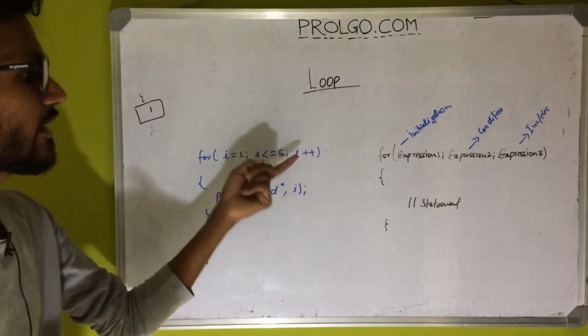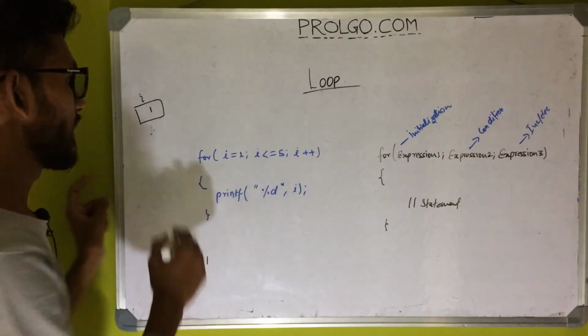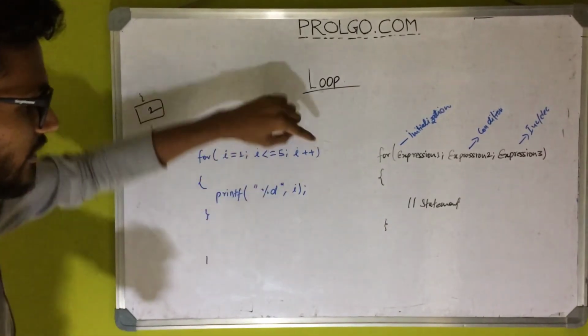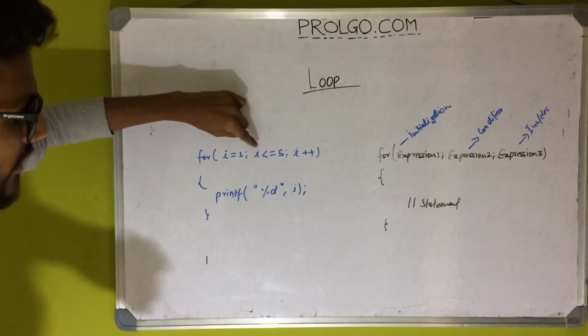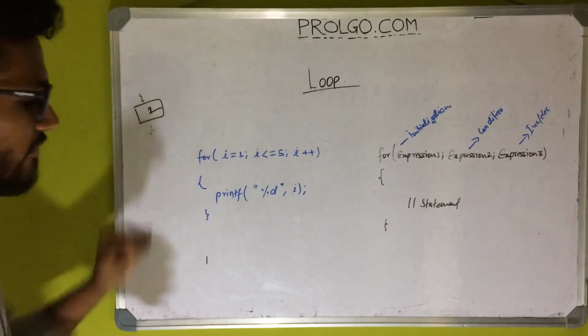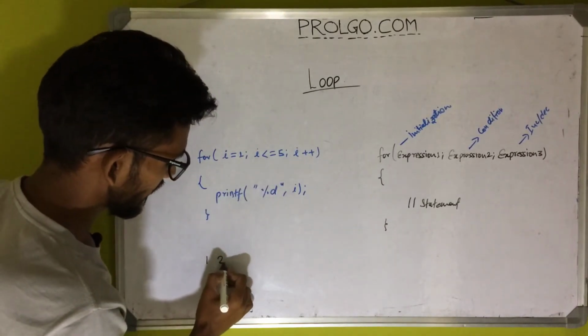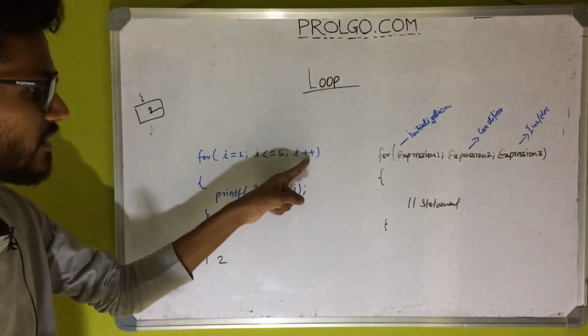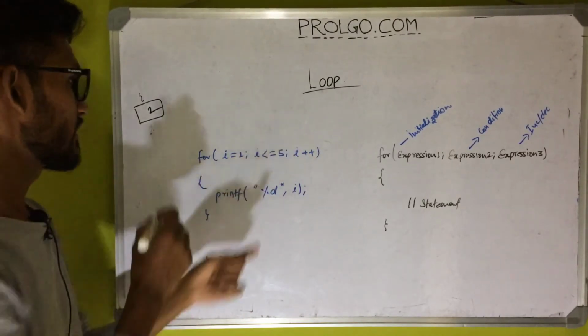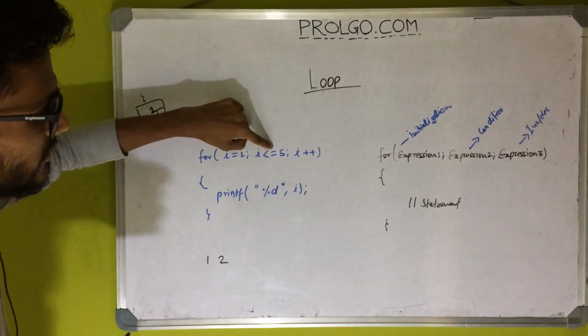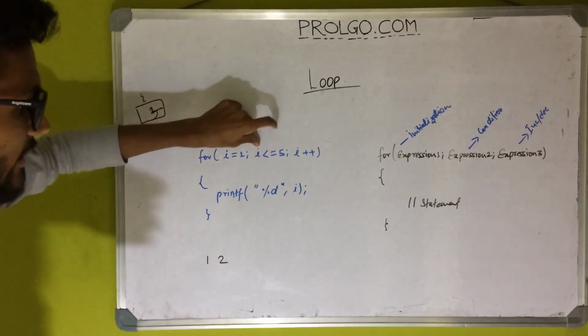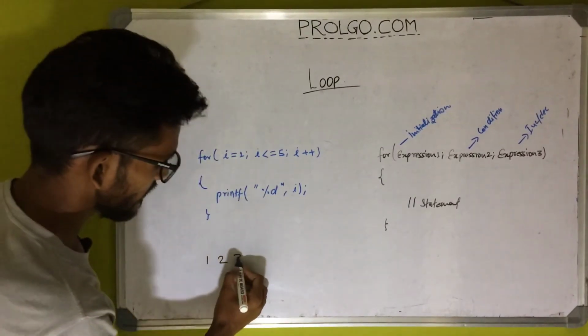Then it goes here, increment i by 1, so the value of i will be 2. Then come here, check the condition. 2 is less than or equal to 5, yes. Then come here and print it. Again it goes here, then the value of i will be 3. Comes here, check 3 is less than or equal to 5, yes, print 3.